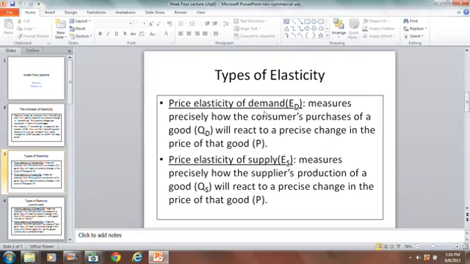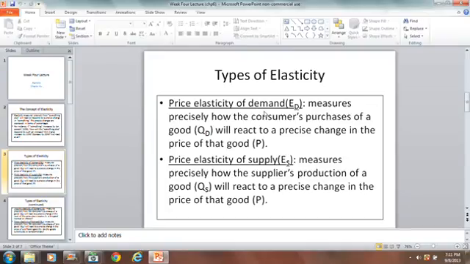What price elasticity of demand tells us is how consumer purchases of a good will react to a change in the price of the good. Price elasticity of demand is really taking the law of demand and being more precise with it. Because in chapter 3, for example, we studied the law of demand. We said price goes up, the quantity demanded goes down. Price goes down, the quantity demanded goes up, etc. ceteris paribus. And those relationships were true, but we need more precision.